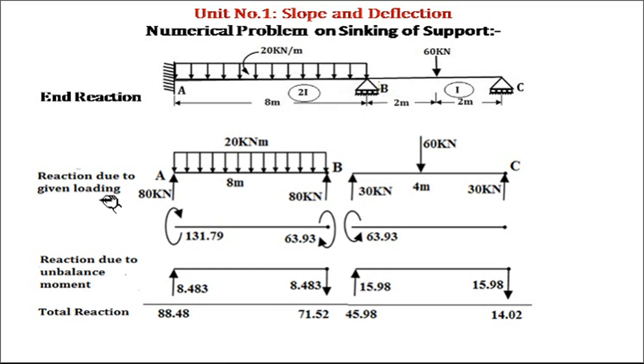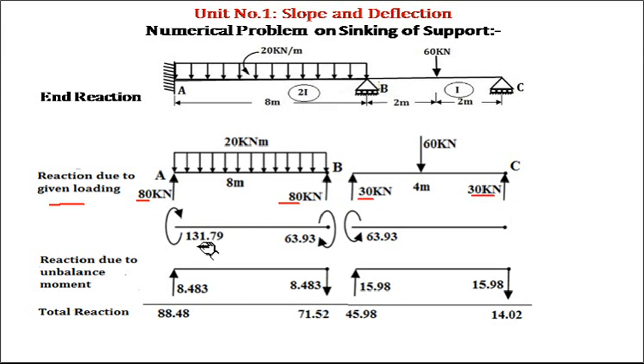Okay, so first we'll find out the reaction due to the given loading. Here, as it is subjected to UDL, the reaction at the end will be WL by 2. So 20 into 8 divided by 2, it will be 80. The reaction at joint B and joint C, as it is subjected to a point load at the center, will be W by 2. Okay, so 60 by 2, the value will be 30.